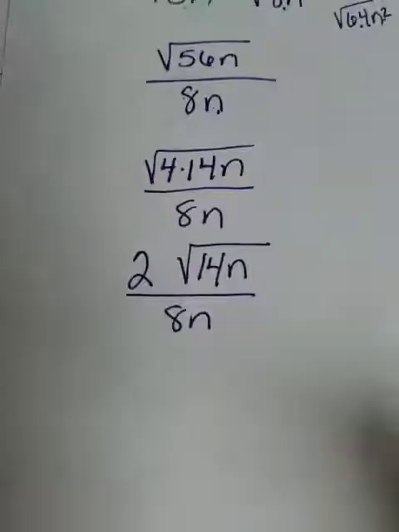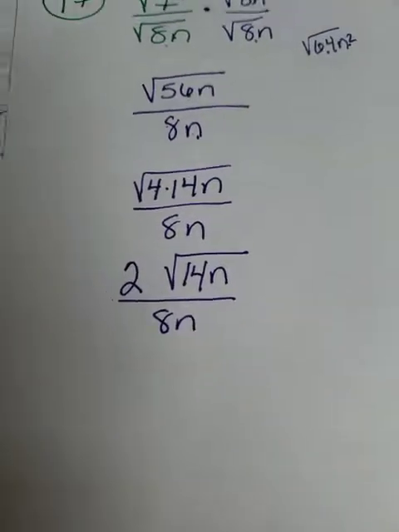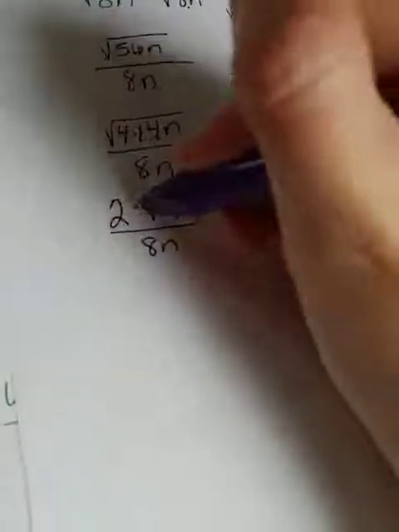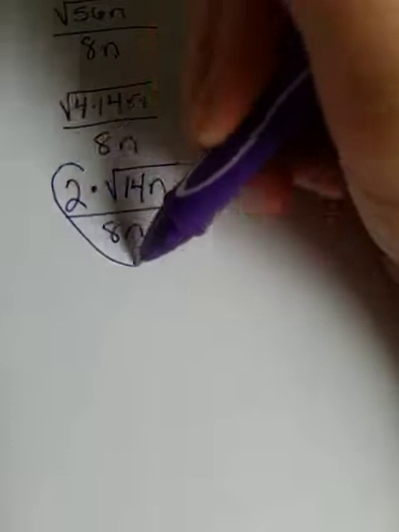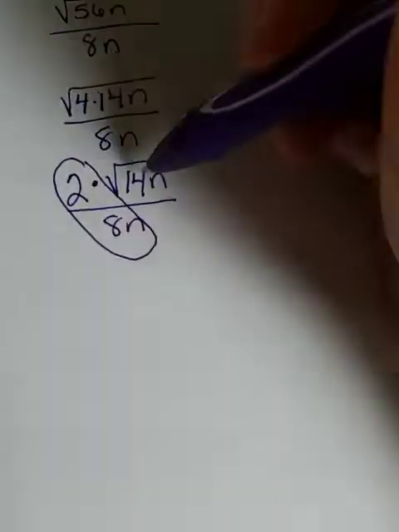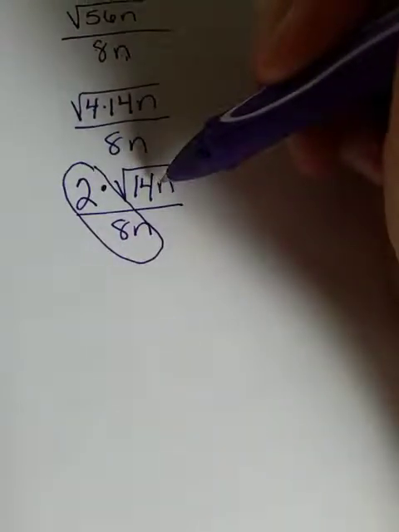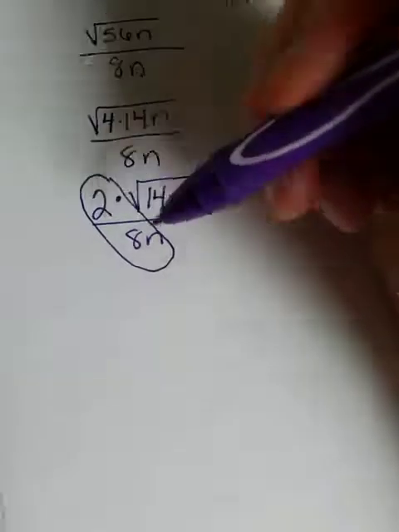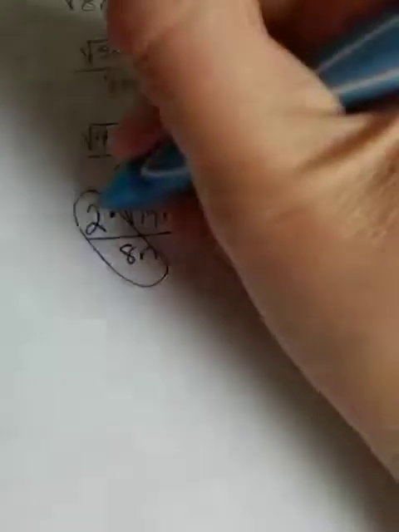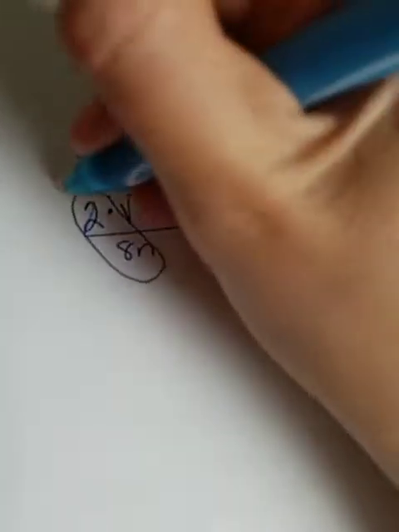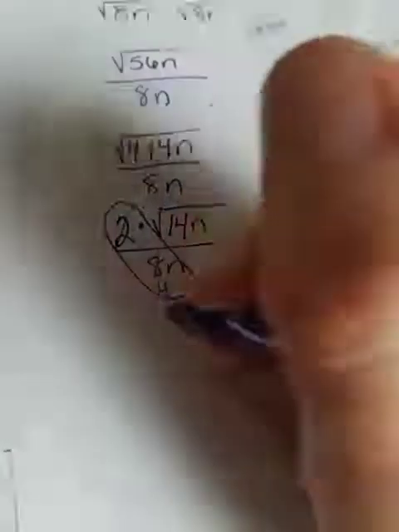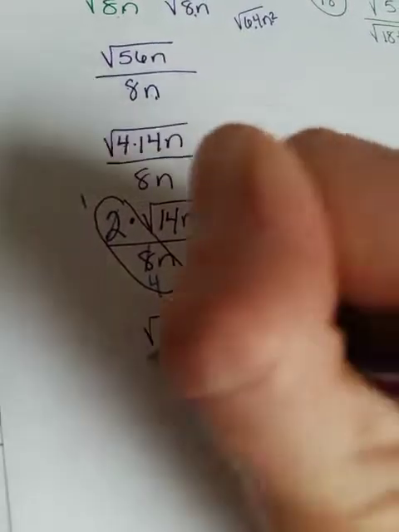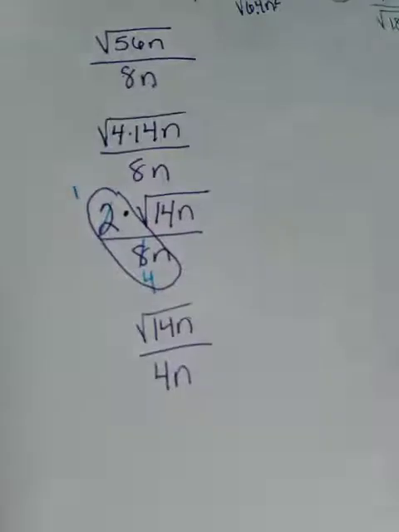And our denominator is 8n. This is all fine and dandy, but you actually can simplify it. Because remember, this is 2 times the square root of 14n. And these numbers here can always be simplified. You can't touch what's under the square root. So what goes into 2 and 8? 2. So I'm going to divide each of these by 2. So this becomes a 1, and this becomes a 4. So 1 times root 14n is root 14n, and in the denominator you have 4n.